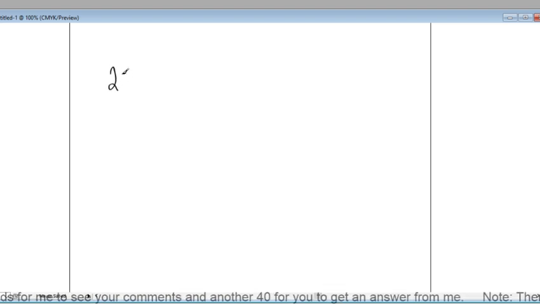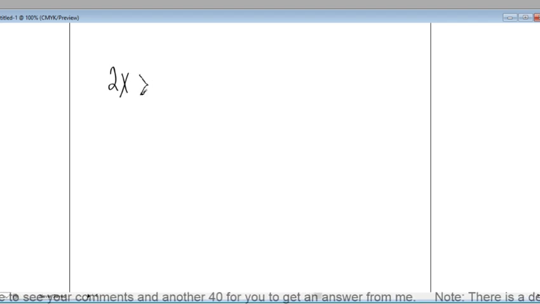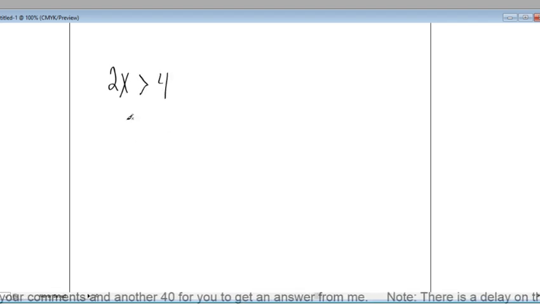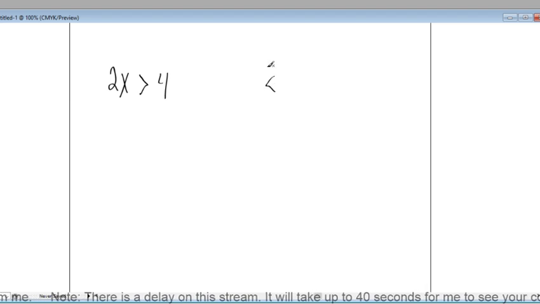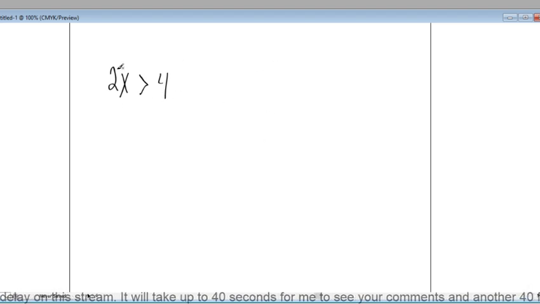2x is greater than 4. The way you read these is if the large open mouth part of this inequality comes first, it's greater than. And we read it left to right, of course. And if we encounter the small tail of the inequality first, that's less than. So just keep that in mind. This one is greater than, this one is less than. So this is read 2x is greater than 4.